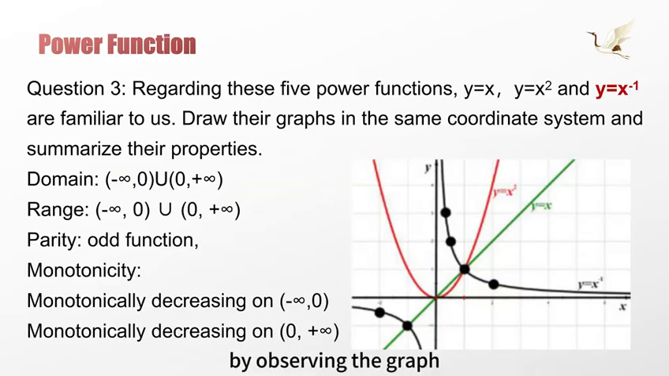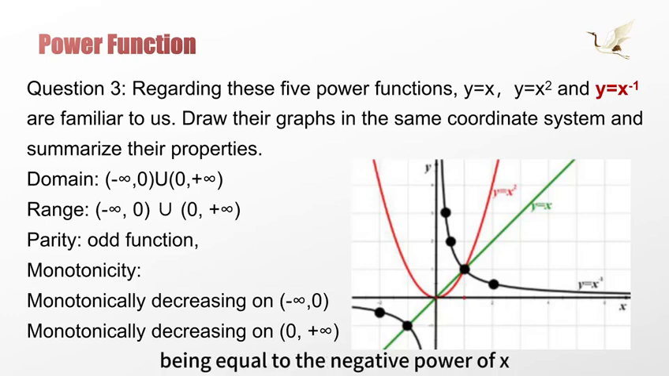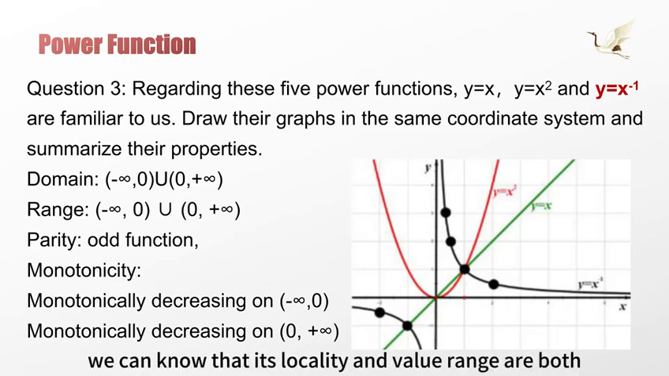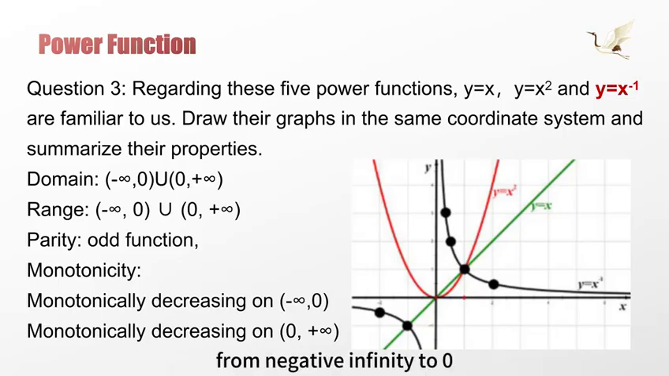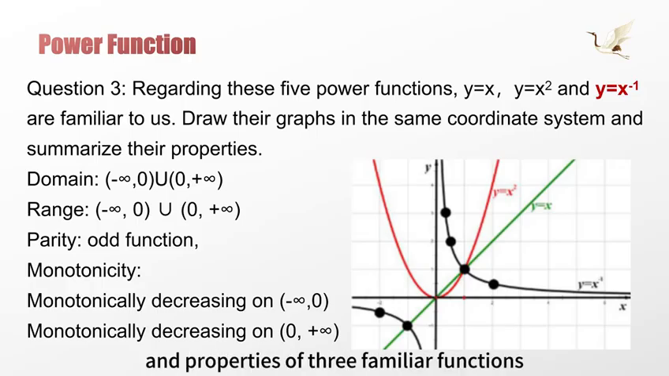By observing the graph and analytical expression of y = x⁻¹, we can know that its domain and range are both the open intervals from negative infinity to 0 and from 0 to positive infinity. Its parity is an odd function, and it is monotonically decreasing over the open interval from negative infinity to 0, and also monotonically decreasing over the open interval from 0 to positive infinity. We have now analyzed the graphs and properties of three familiar functions.